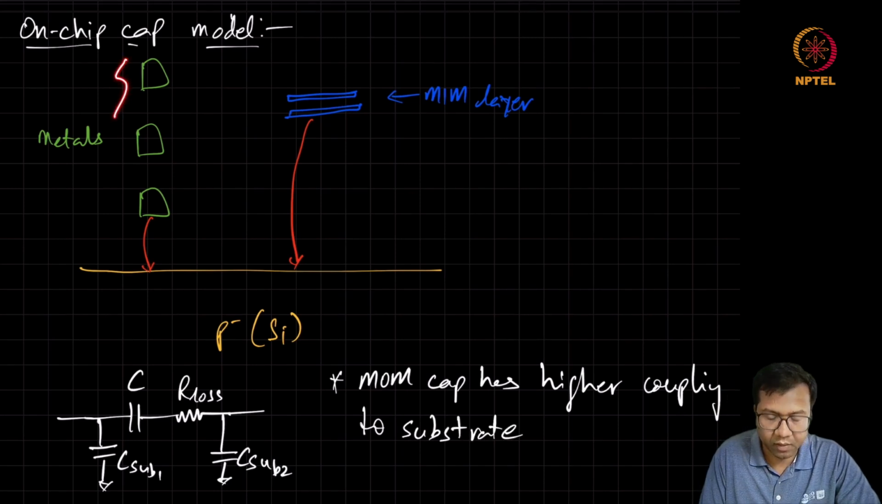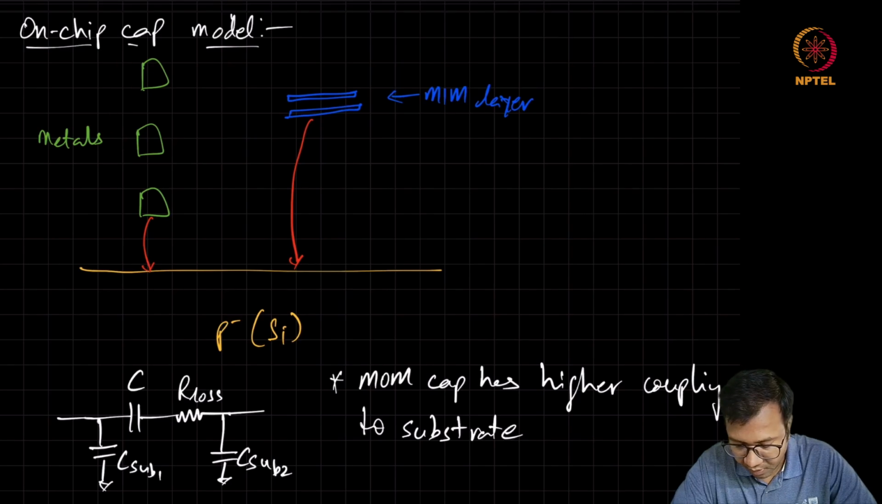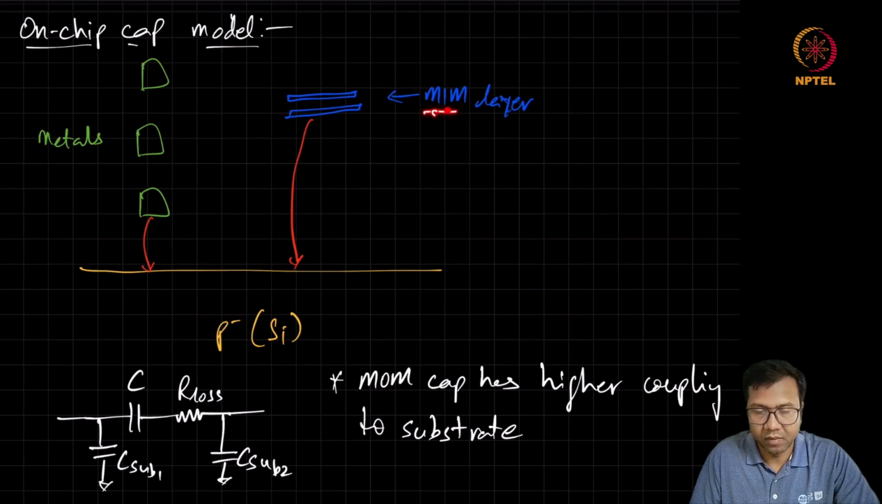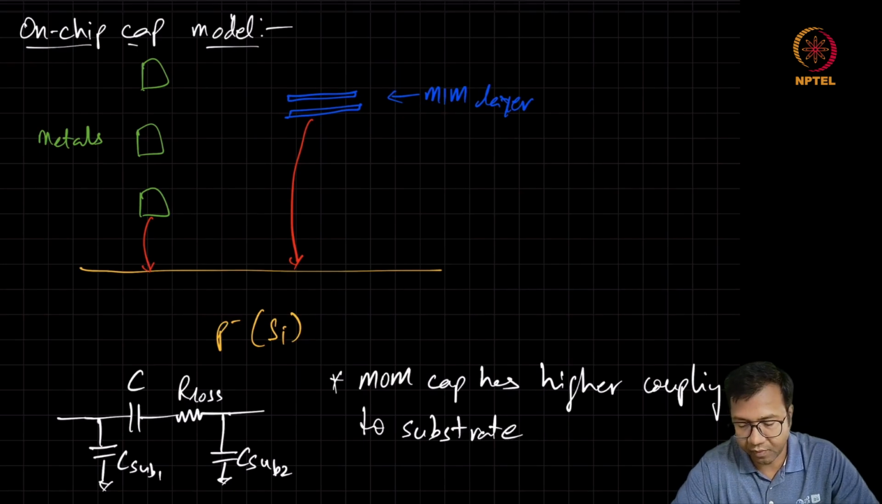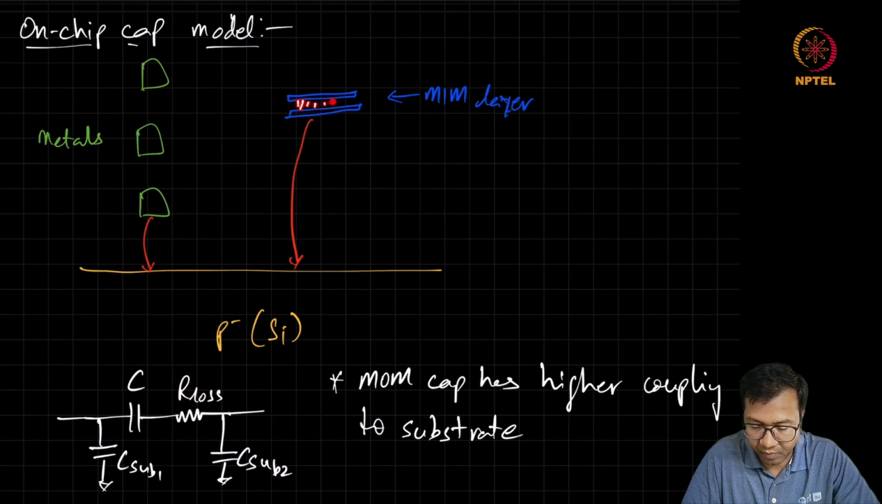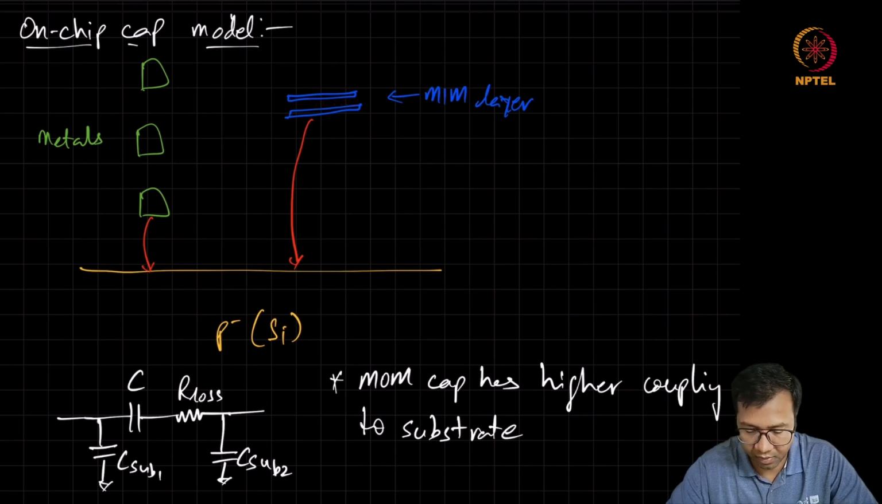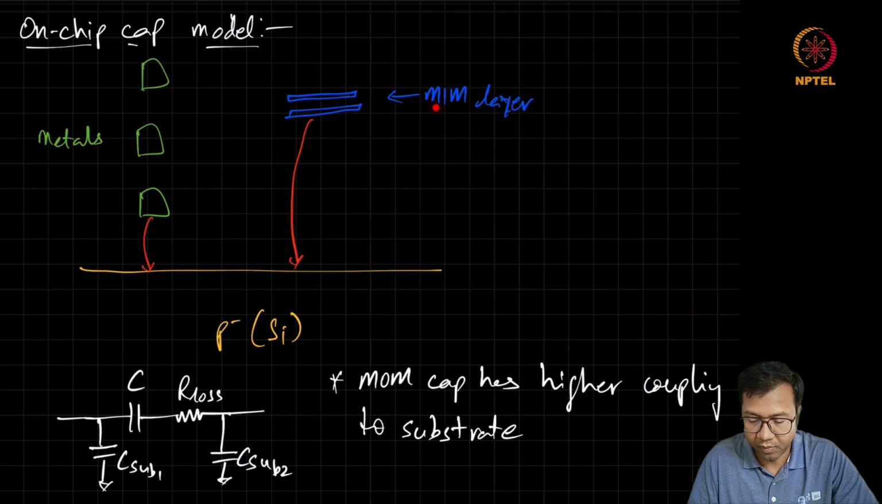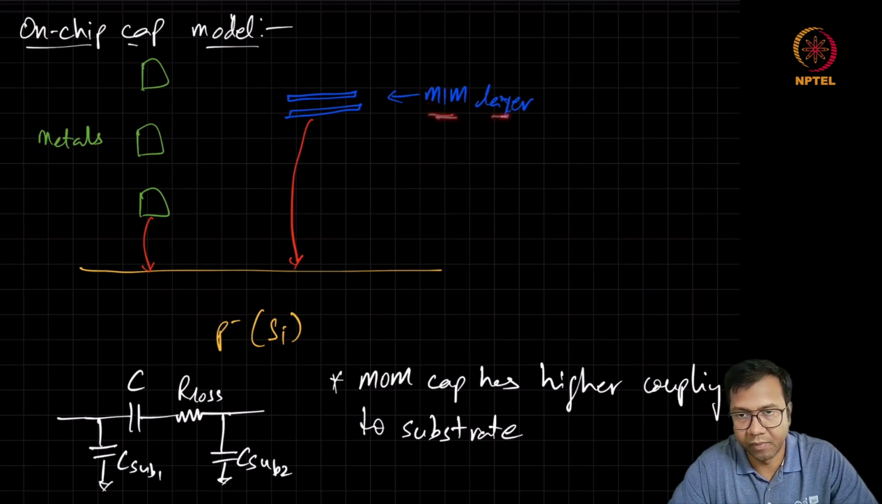You can always use just the top metals for designing a MOM cap, but then we lose on the cap density. So in such a scenario, these MIM caps can be very useful. One downside of a MIM cap is it is also very sensitive to the antenna effect during fabrication. If we are not careful, then this thin dielectric of the MIM cap can break down during fabrication. So we have to pay extra attention in designing the MIM cap so that the antenna effects don't come into play.